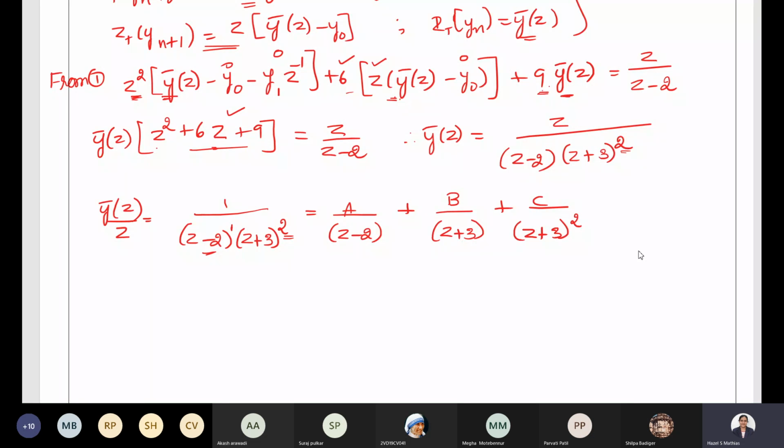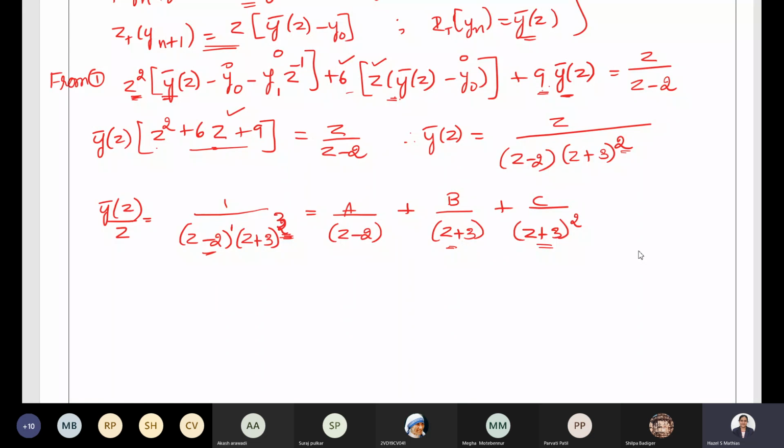Z plus 3 the whole square. This is how you write it when you have a square term in the denominator. When the power is 1, you just write A divided by z minus 2. But here the power is 2. So how do we write it? It's B divided by z plus 3 plus C divided by z plus 3 the whole square.